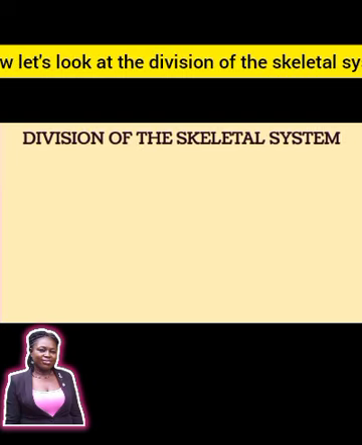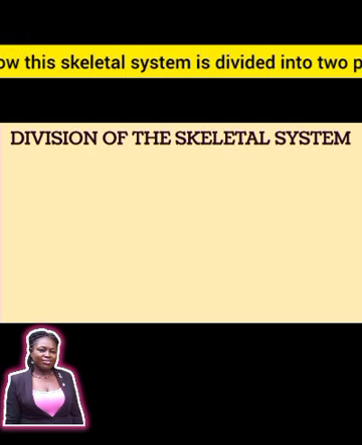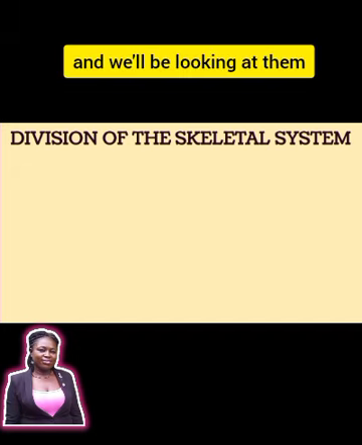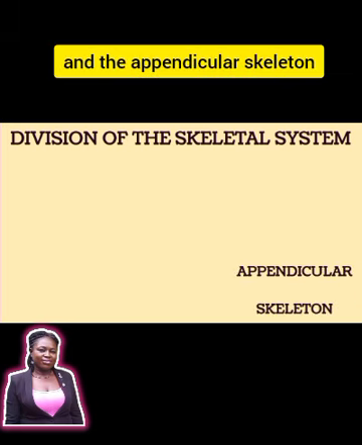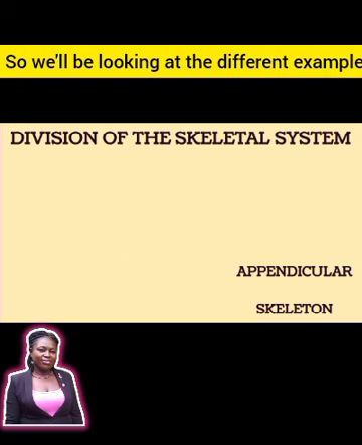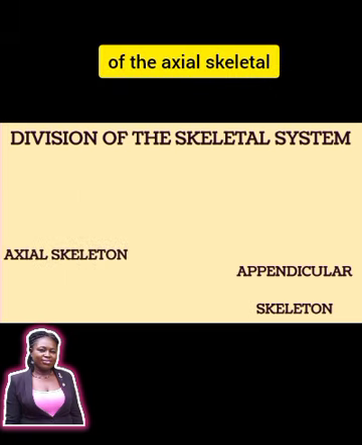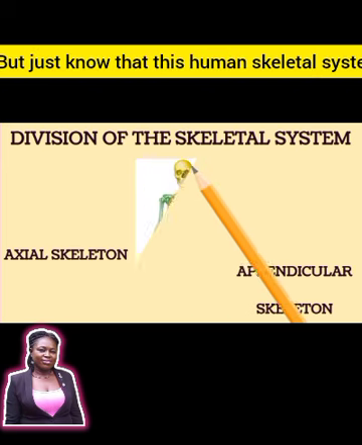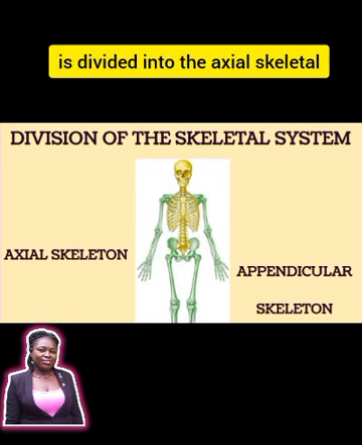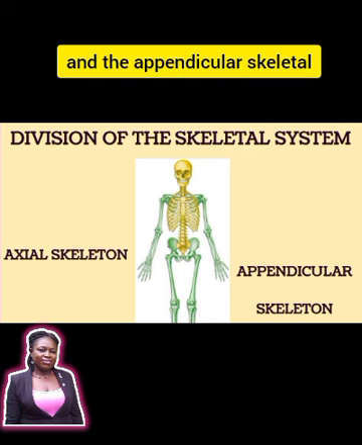Now let's look at the division of the skeletal system. This skeletal system is divided into two parts, and we'll be looking at them. Before it comes up, they are the axial skeleton and the appendicular skeleton. We'll be looking at different examples of the axial skeleton and the appendicular skeleton. But just know that the human skeletal system is divided into the axial skeleton and the appendicular skeleton.